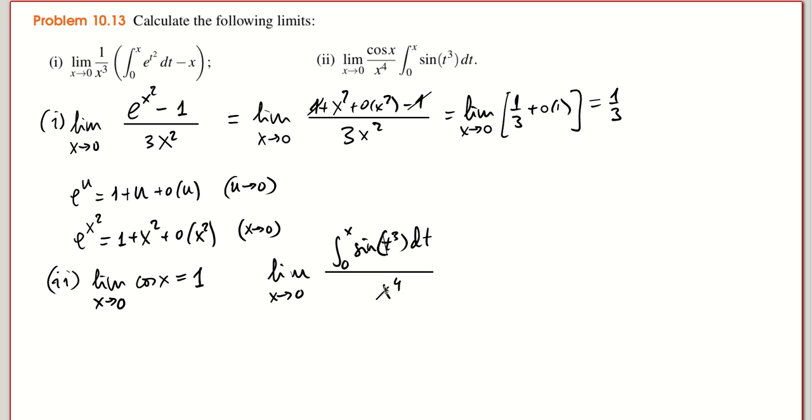And to calculate that, what we do is we apply L'Hopital, right? So we calculate the limit when x goes to 0 of the derivative of this, which is sine of x cubed, divided by 4x cubed. And that's it, because actually this limit, the sine of x cubed over x cubed when x goes to 0, the limit of that is 1. So this limit here is just 1/4.